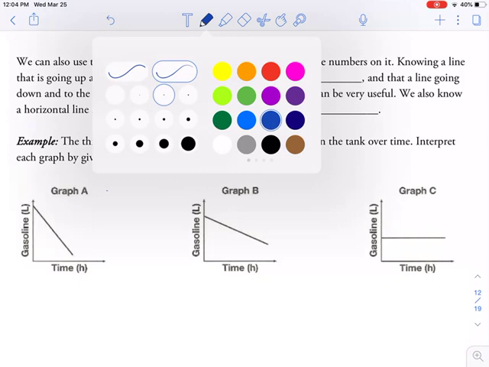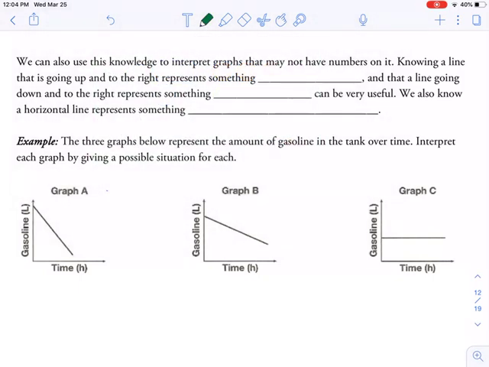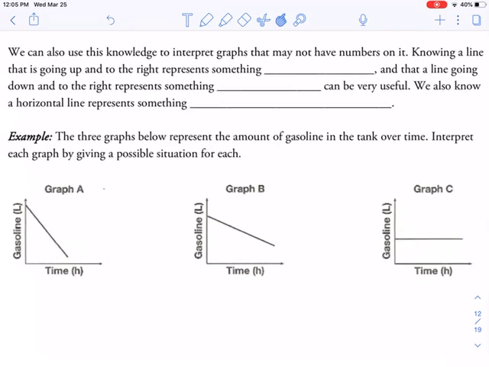Okay, so we're going to take a look here at graphs A, B, and C in the example. They don't have any numbers on it. That is okay. We can still interpret them using the knowledge we just talked about. Let me zoom in here a little bit. There we go. And let's write in these blanks.